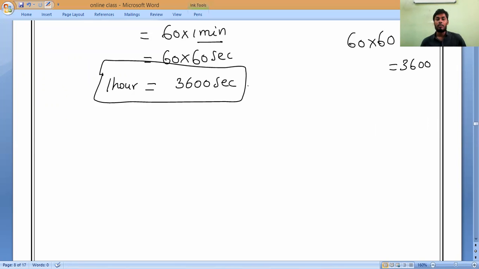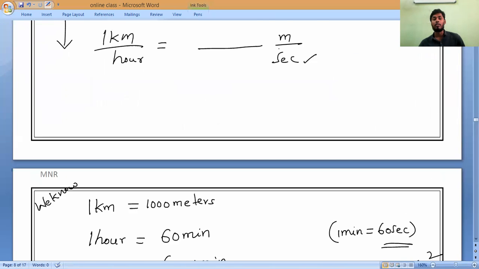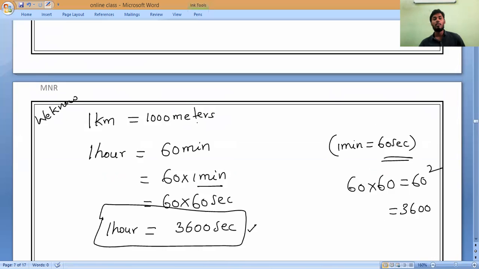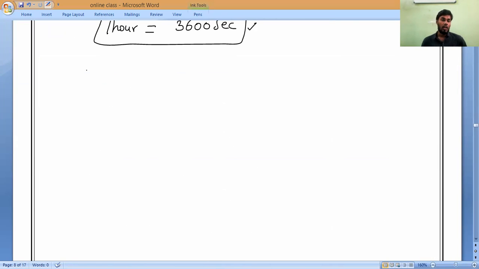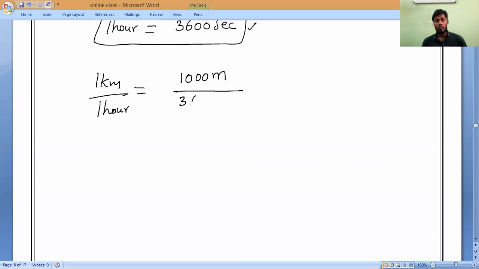Now, can I substitute these values in this first equation? Yes or no? Yes, sir. So now I can say 1 kilometer per 1 hour. 1 kilometer equals how many meters? 1000 meters, divided by 1 hour, which is equal to how much? 3600 seconds. Now, the zeros will get cancelled, which is equal to 10 by 36 meter per second.